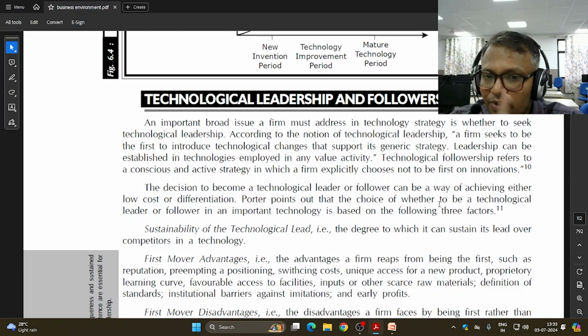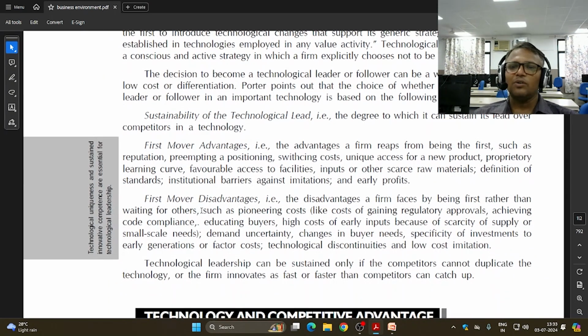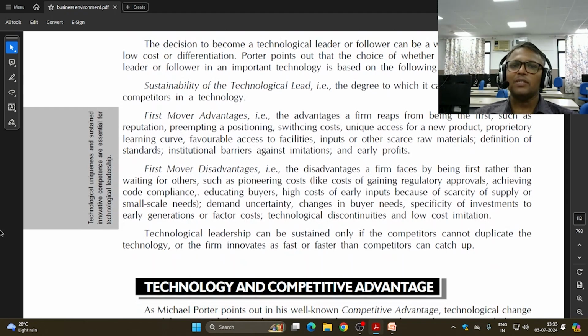What are these factors? The first factor is the sustainability of the technological lead, that is, the degree to which a firm sustains its lead over competitors in the technology. The second factor is the first mover's advantage, that is, the advantage a firm reaps from being the first, such as reputation, preempting positioning, switching costs, unique access for the new product, cost parity, learning curve, favorable access to new facilities, inputs, and scarce raw materials, definition of the standards, institutional barriers against imitation, and earning profits.